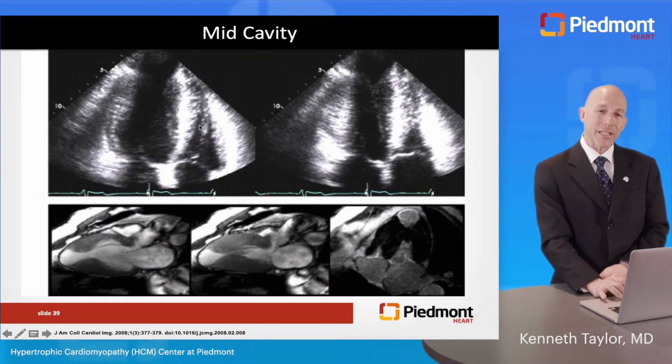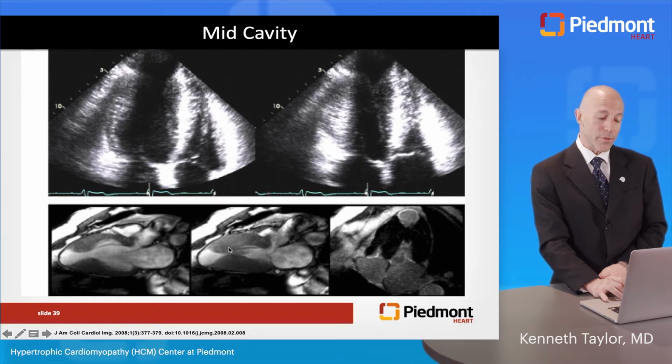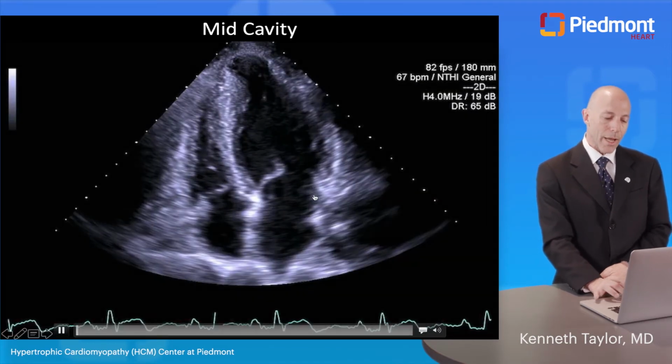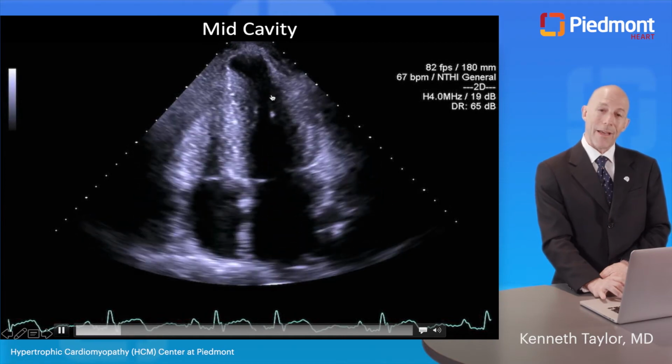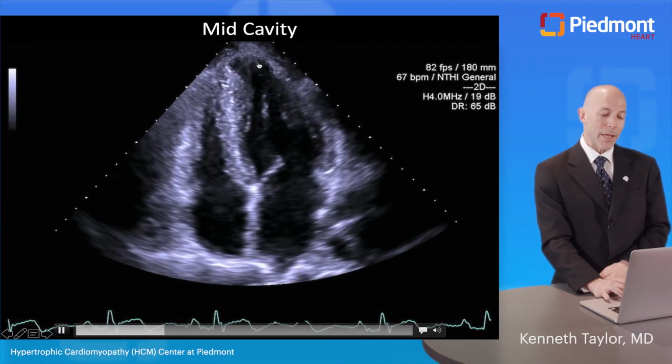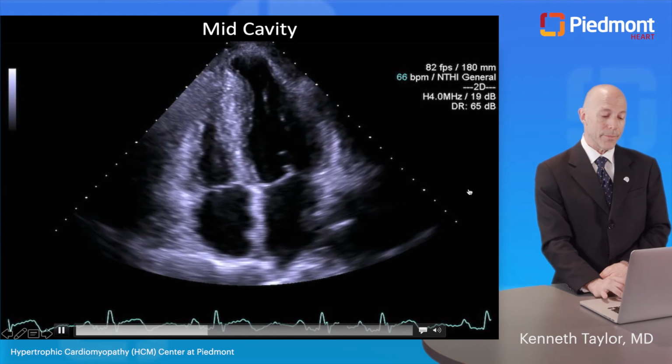And then mid-cavity is actually pretty common, where you have thickening in the mid-portion of the ventricle, and it will oftentimes lead to the development of apical aneurysms. Cutting off blood supply to the apex results in actually an apical infarct. And you can see that really well here on this MRI. And here on this echo, here's a mid-cavity hypertrophic cardiomyopathy with evidence of a small apical aneurysm.